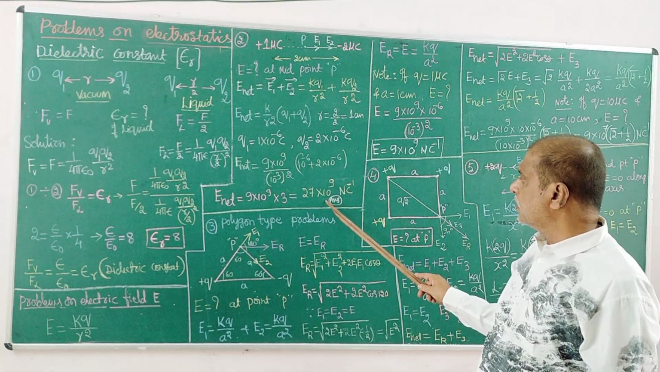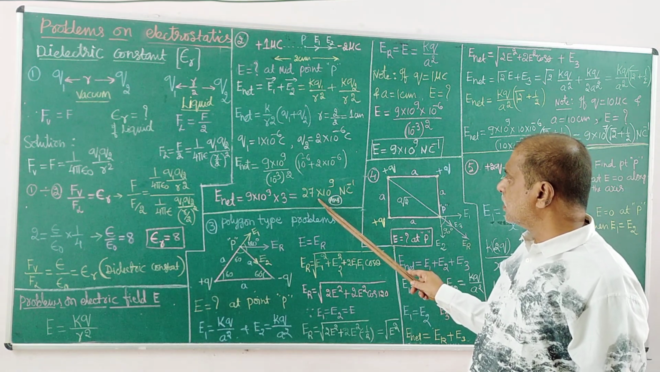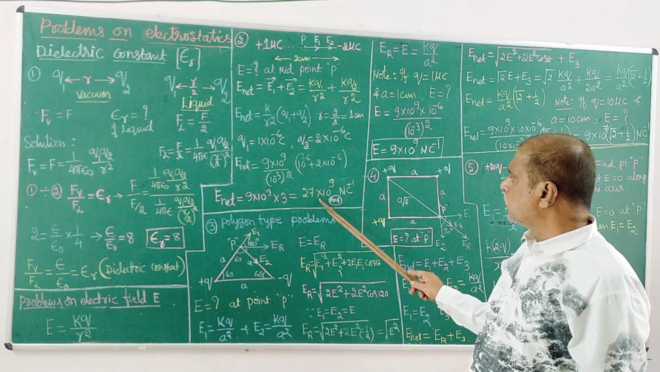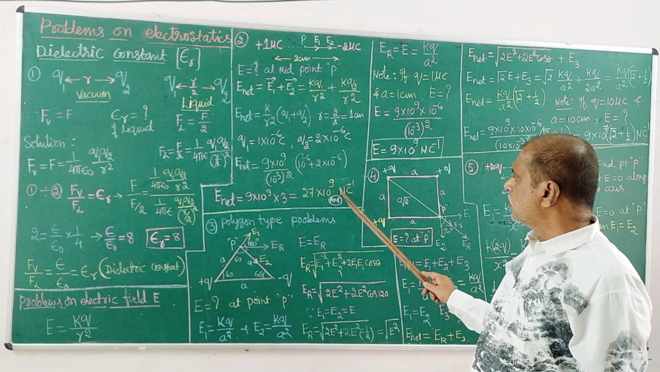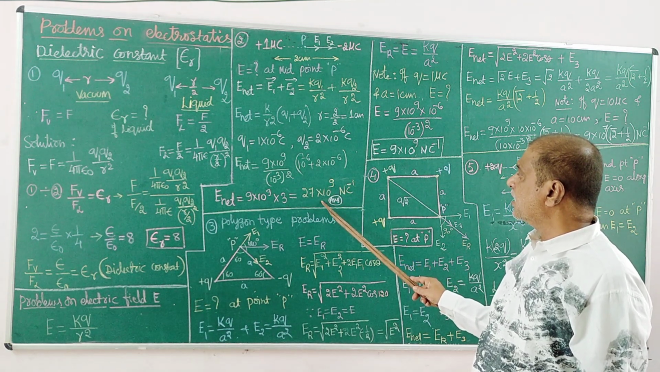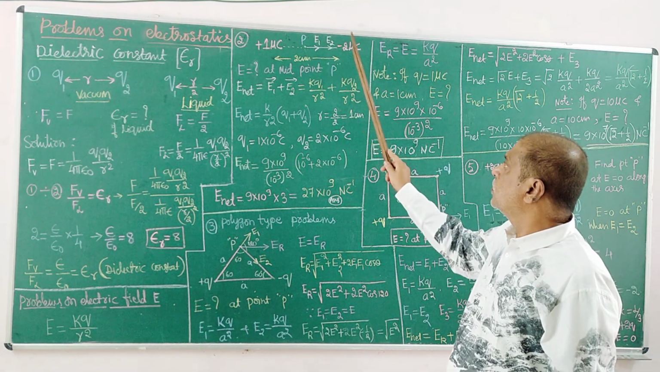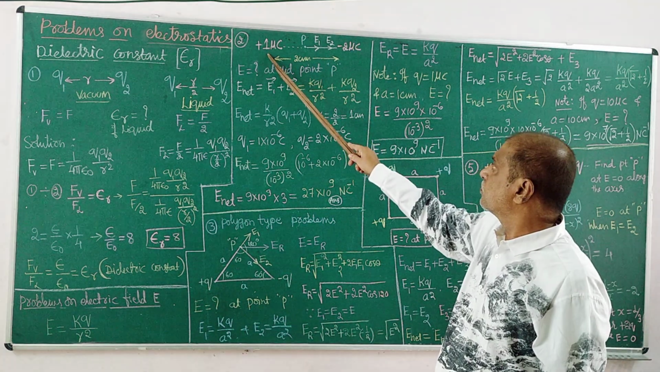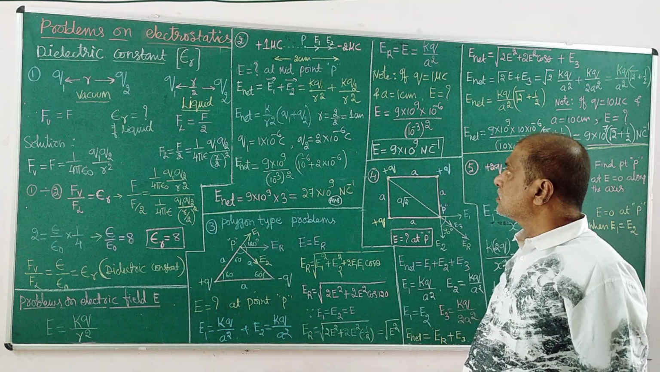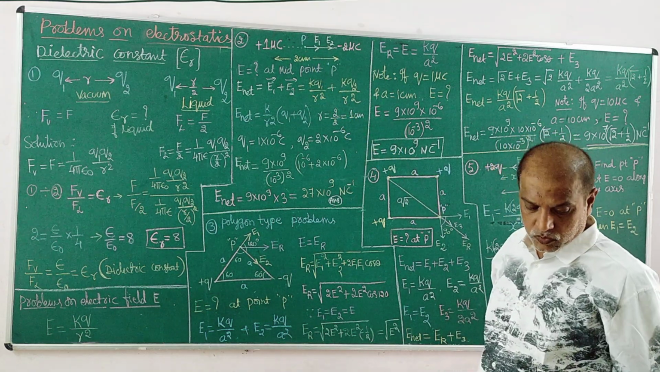Finally, we arrive at this numerical value. Answer: 27 into 10 to the power of 9 Newton per Coulomb. What is that? It is the electric field strength at this point due to these charges along the axis. The point is the midpoint along the line.